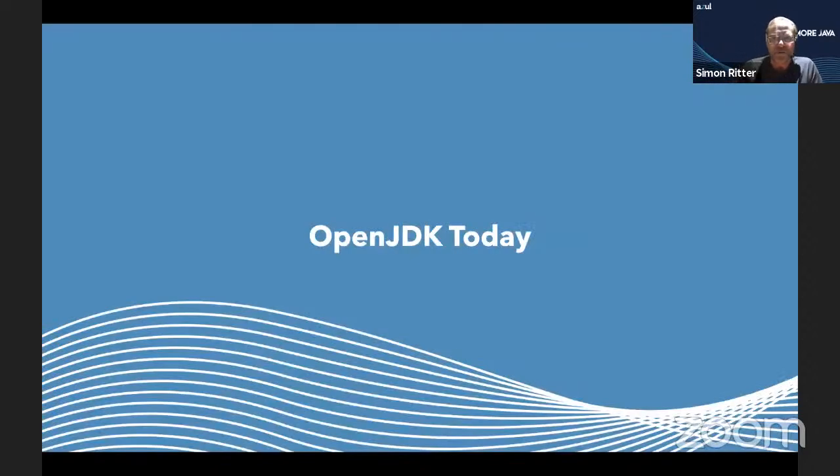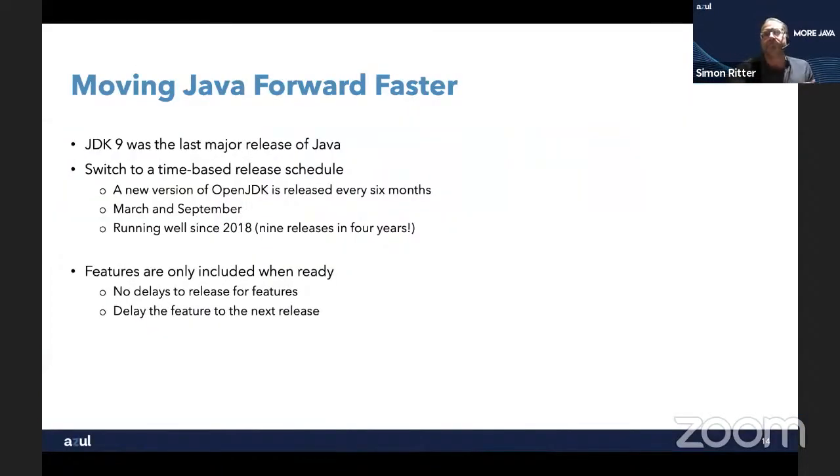Okay, so let's look at what's happened more recently with OpenJDK today. Back when JDK 9 was released, Oracle decided to make some quite substantial changes to the way that Java was going to be developed, delivered, and updated. What they said was that JDK 9 was the last major release of Java, meaning it was the last release that had multiple years of development work go into it. They then said they were going to move away from the old release cadence, which ideally was once every 2 years, but they never actually managed to hit that.